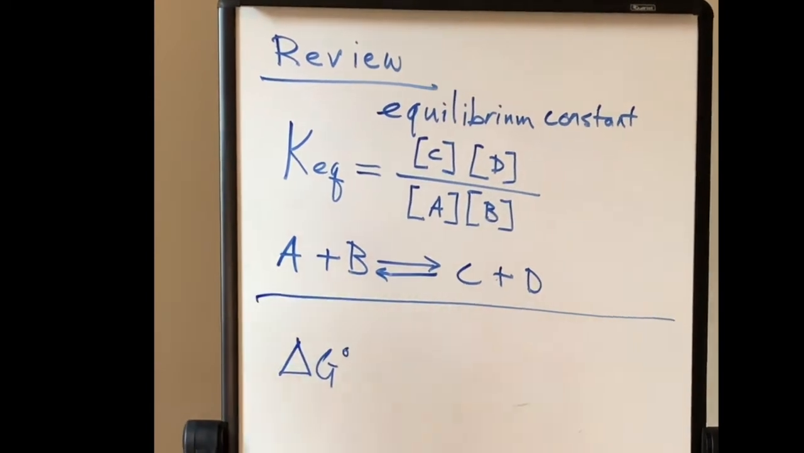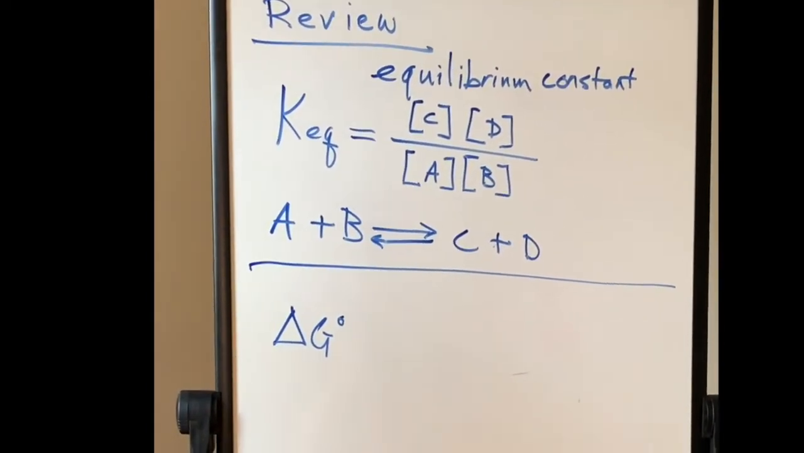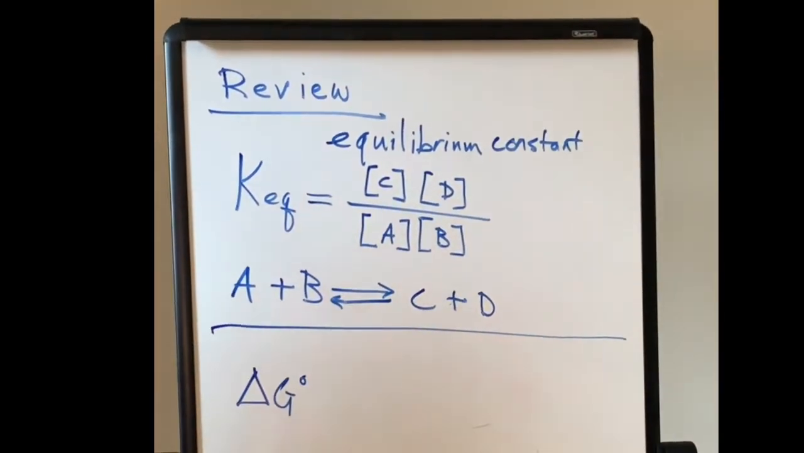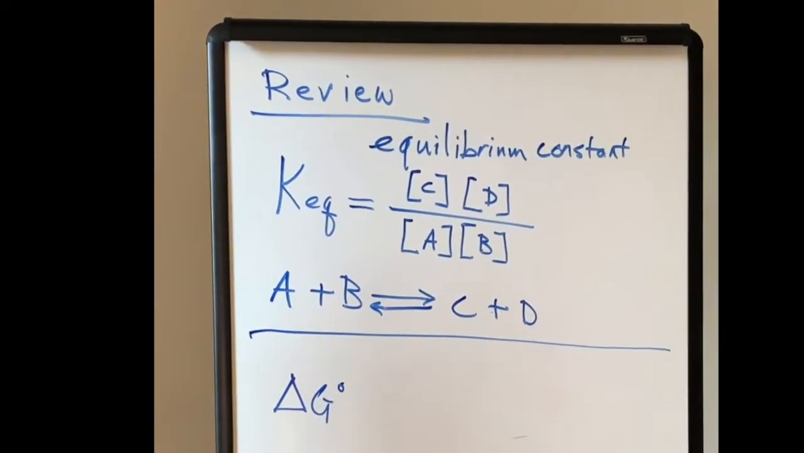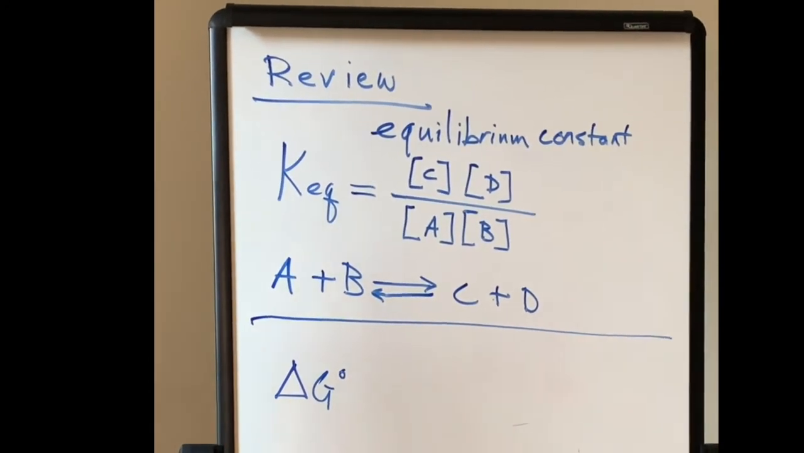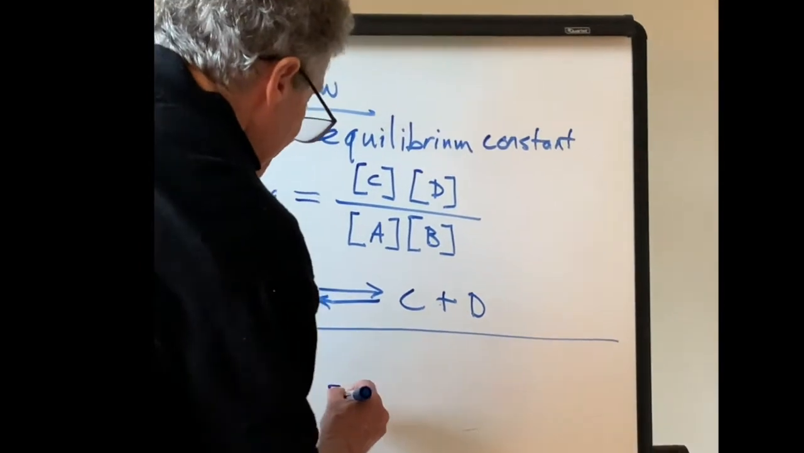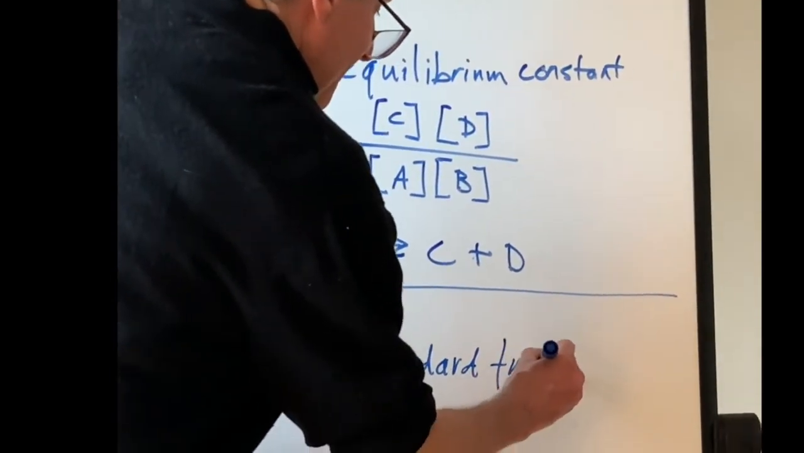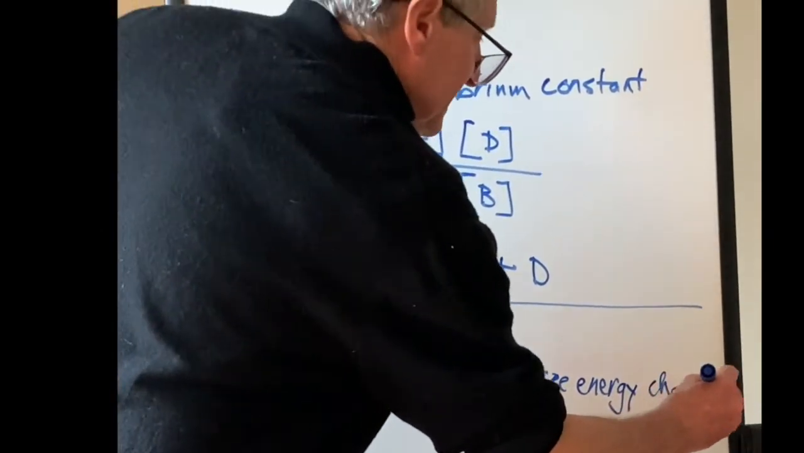The second is from thermodynamics, a delta G. Delta means the change in. G superscript 0 is called standard free energy, specifically, standard Gibbs free energy. That's why it's a G. The standard free energy change. The delta always indicates some change.